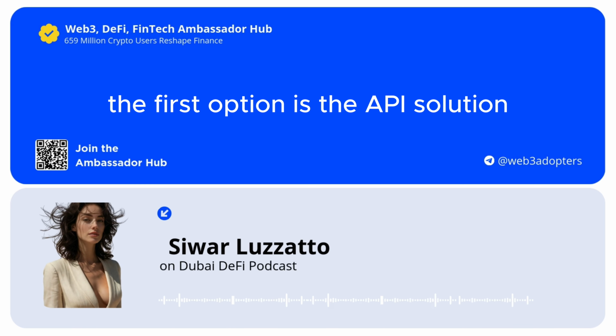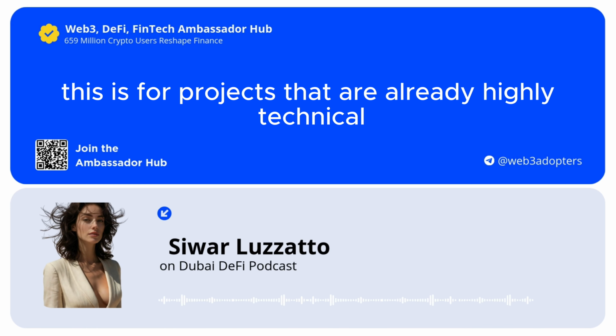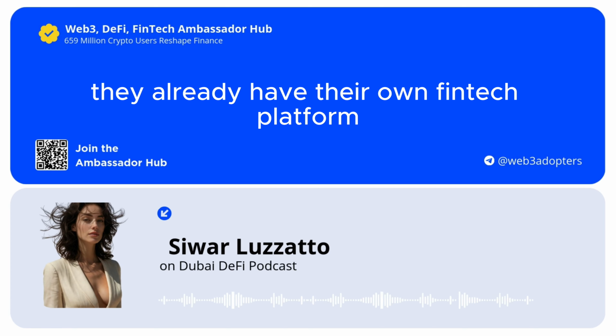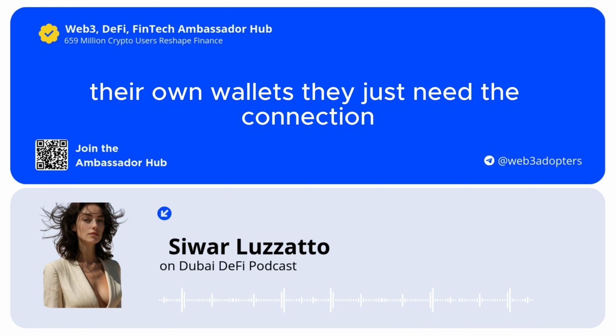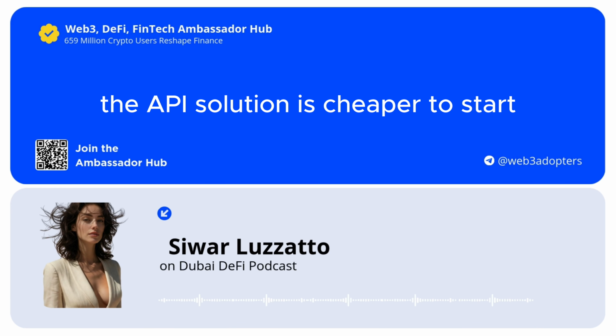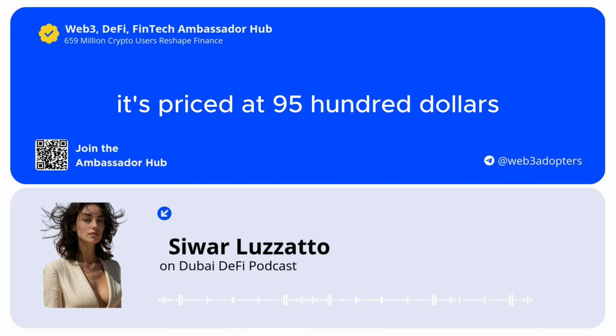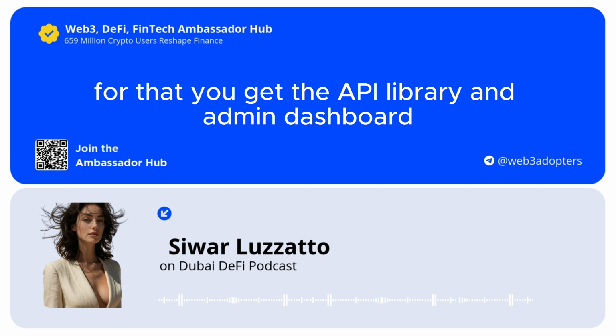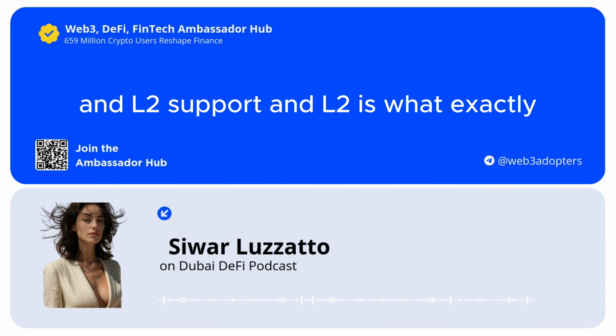The first option is the API solution. This is for projects that are already highly technical. They already have their own fintech platform, their own wallets. They just need the connection. They just need the back end. The API solution is cheaper to start. It's priced at $9,500. For that, you get the API library, an admin dashboard, and L2 support.